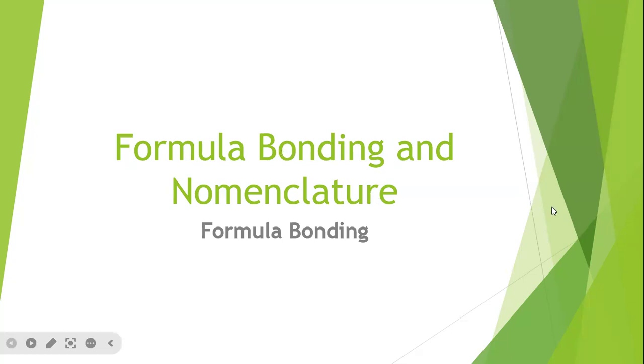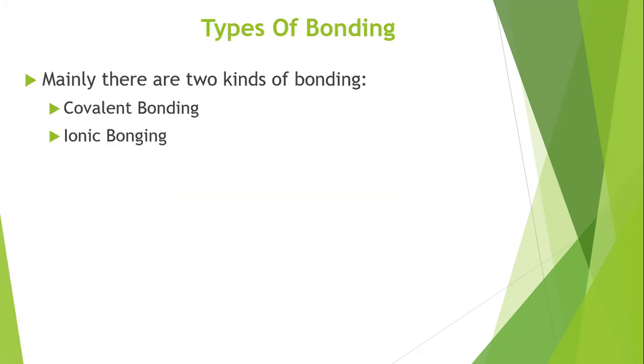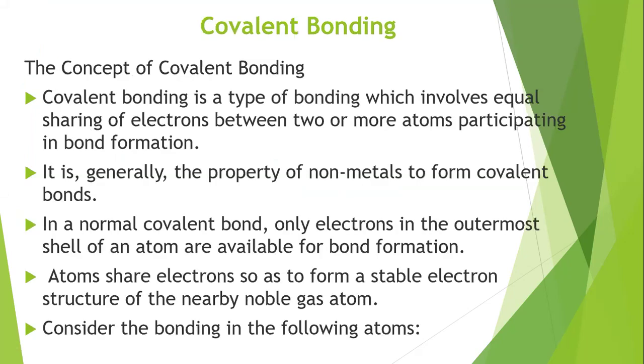So here we'll be talking about the various kinds of bonding, and from there let's see that there are mainly two types of bonding, which are covalent bonding and ionic bonding. So we'll be discussing these two. In this video, we'll be talking about covalent bonding. Let's start with the concept of covalent bonding.